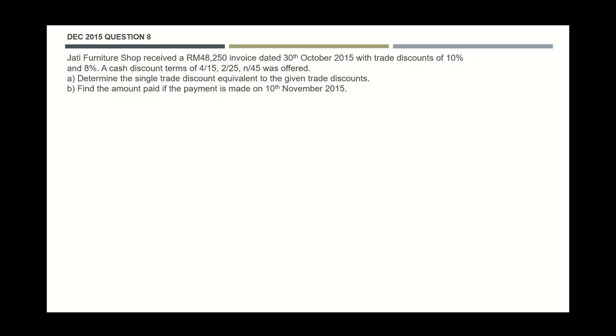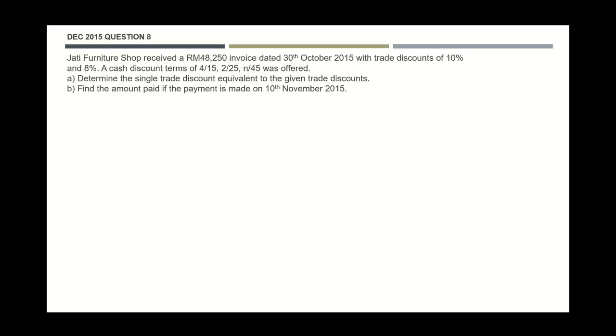The first question asks you to determine the single trade discount equivalent to the given trade discount. That means the single trade discount equivalent to the 10% and 8% trade discount. And then the second part asks you to find the amount paid if the payment is made on the 10th of November 2015. Okay, so how do we solve this problem?